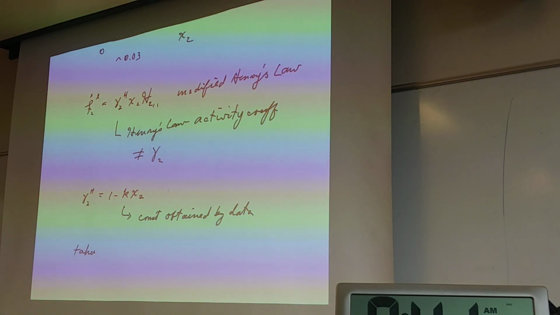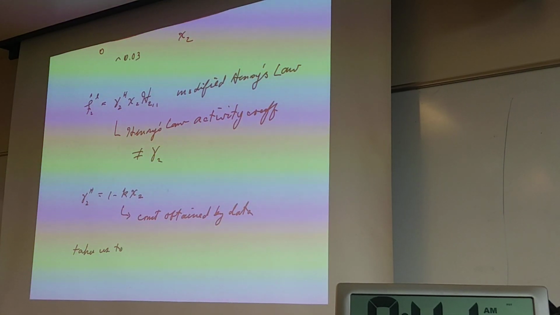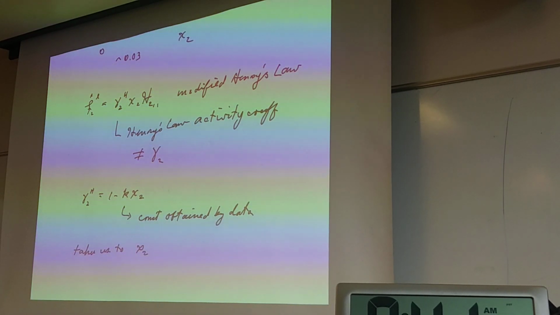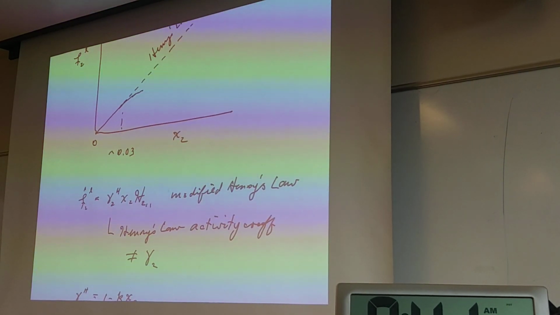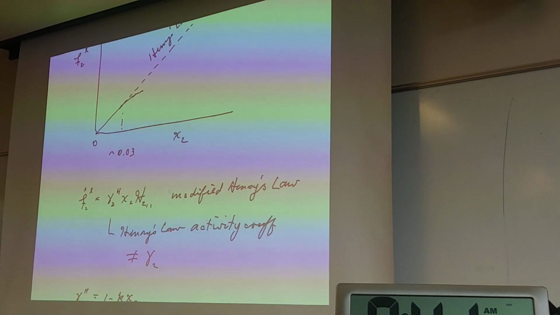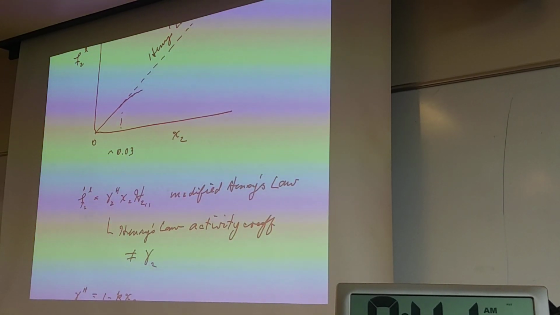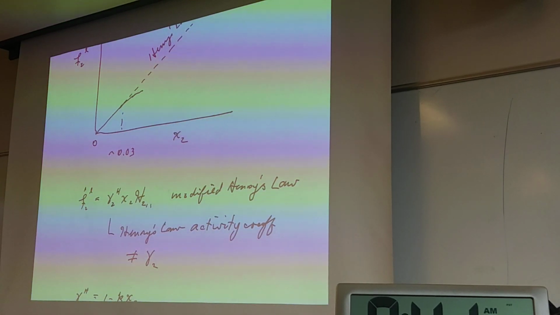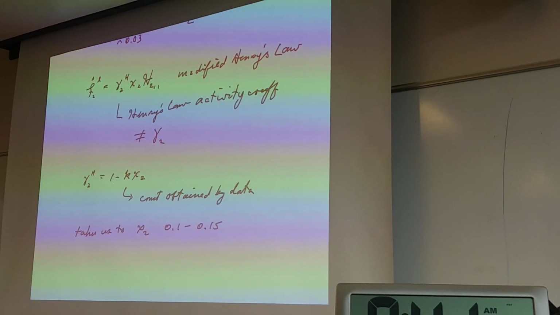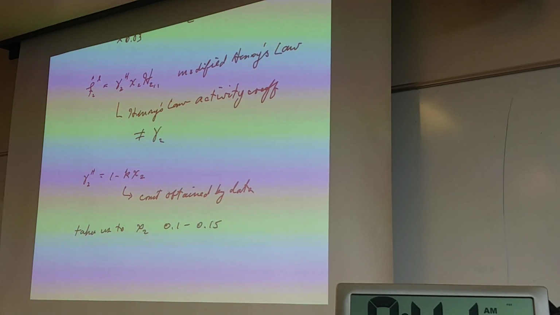If we have a value of K, that generally will take us to x2 somewhere between 0.1, maybe up to 0.15. So that will bring us up to a higher range accordingly. Beyond that, we probably should use some other method to describe the system and not refer it to Henry's law. So this is probably going to cover the range of interest to us if we're talking in the context of Henry's law.